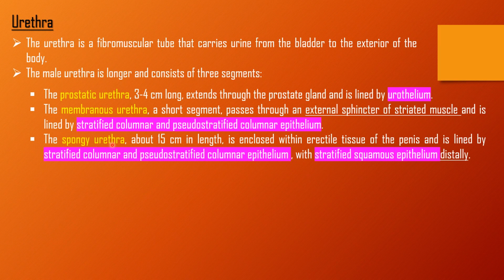Third, the spongy urethra. It is about 15 centimeter in length, is enclosed with erectile tissue. Do remember that's the spongy urethra of the penis and is lined by stratified columnar and pseudostratified columnar epithelium with stratified squamous epithelium distally.